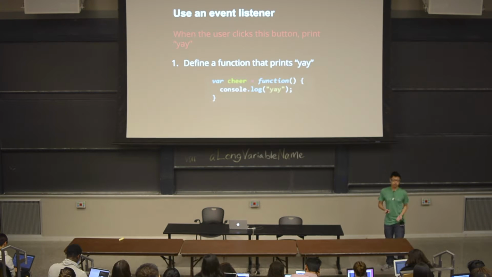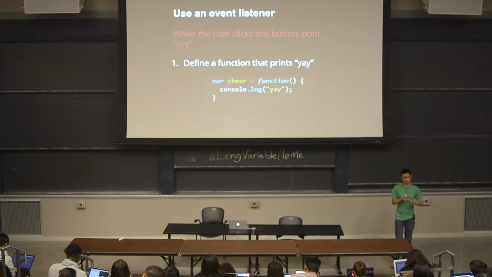So the first thing we need to do is define a function that prints yay. All this function does is print yay to the console. That's it.